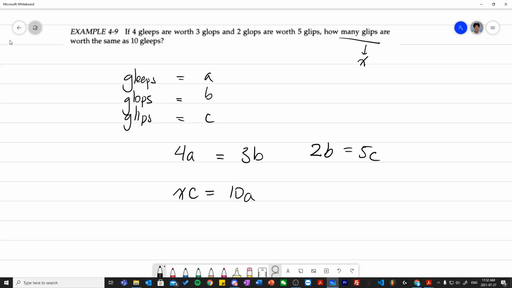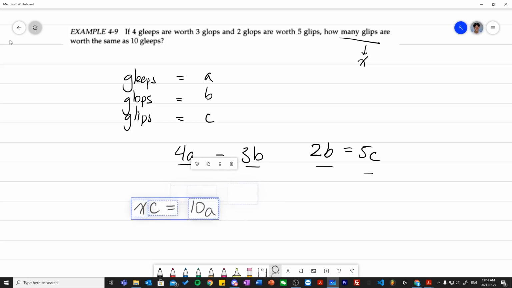A great way to start is, we have a relationship between a and b and c, and we're trying to figure out the relationship between c and a. So we can change the relationship between a into b, so we have the direct relationship between b and c. Basically, we convert a to b and then convert b to c, so we can see how much x is.